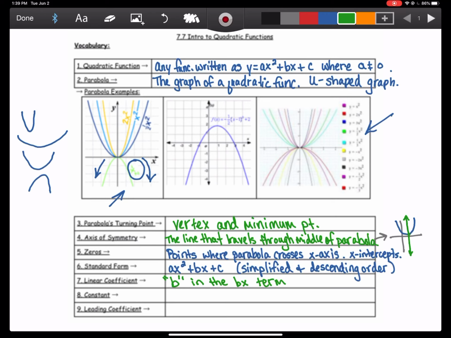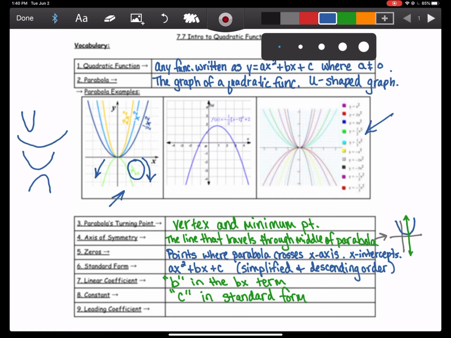Then we move on to, I lost my spot. Constant. Okay, so thinking again about ax squared plus bx plus c, the constant is the c in standard form. And c is representing a number, and it's a number that does not vary because it's not multiplying a variable, so it doesn't vary, therefore it's constant. So it's the c in standard form.